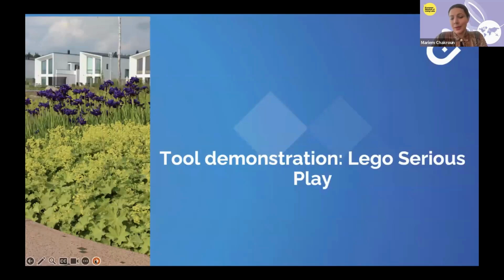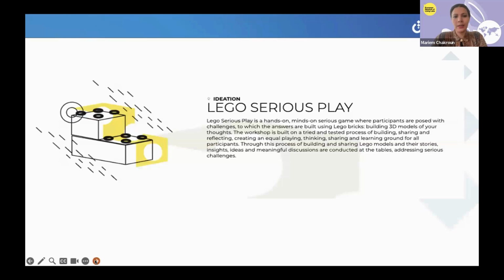And here I wanted to present some examples of the tools that you can find online. And this is the LEGO Serious Play. It's a hands-on, minds-on serious game where participants are posed with challenges. They physically represent the challenge and use the Lego bricks to build 3D models of their thoughts. And the workshop is built on a tried and tested process of building, sharing and reflecting, creating an equal playing, thinking, sharing, and learning ground for all participants.